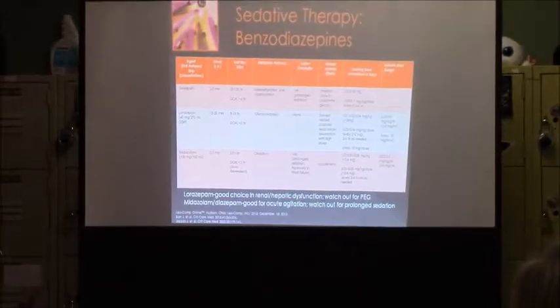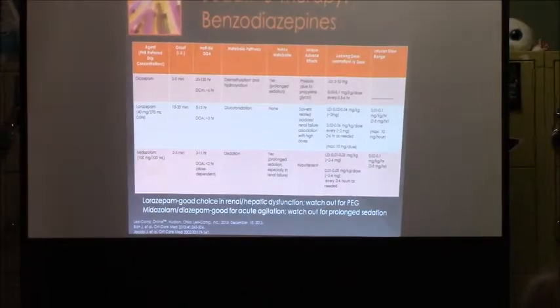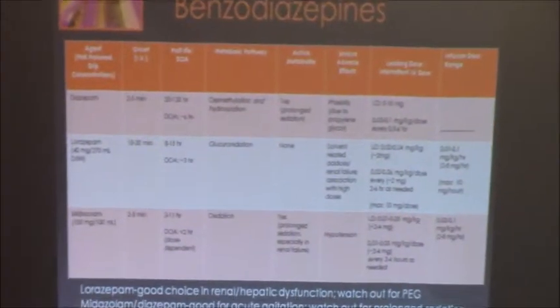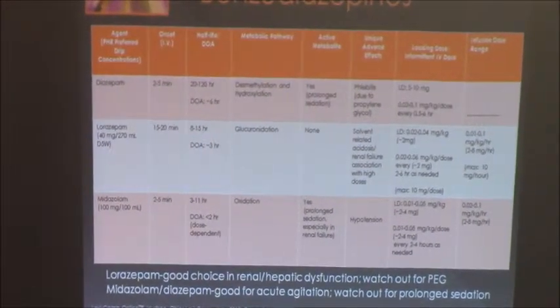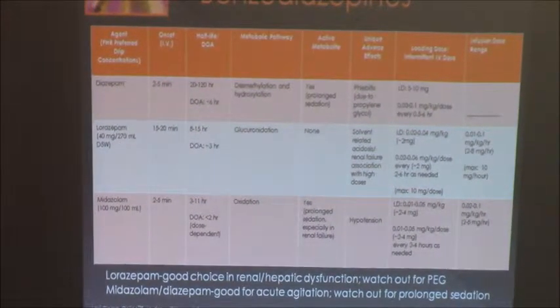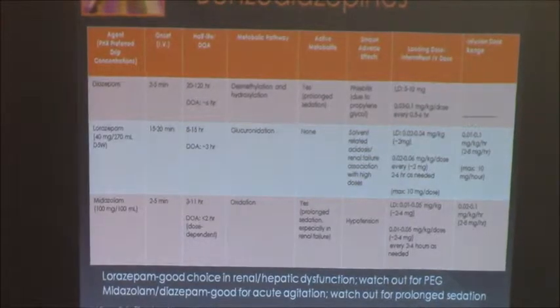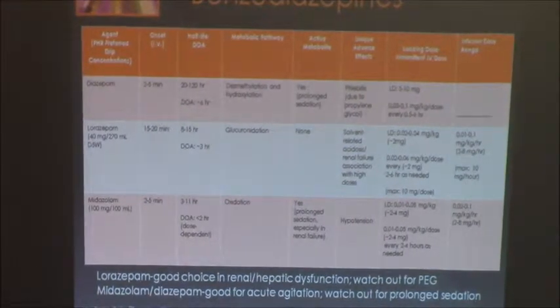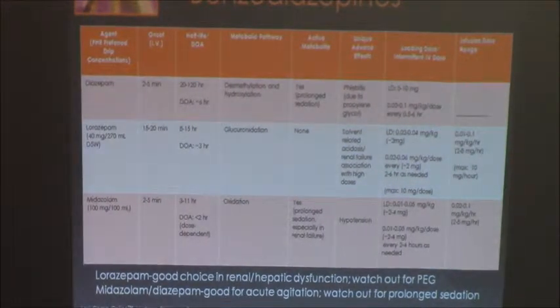So when we're looking at these agents, if we were to use a benzodiazepine, lorazepam is a good choice in those patients that have renal and hepatic dysfunction, but like I said, we have to worry about that propylene glycol. And then midazolam and diazepam are good for acute agitation because they have a quick onset of action. They get into the CNS quicker. But you have to watch out for prolonged sedation because they have active metabolites.